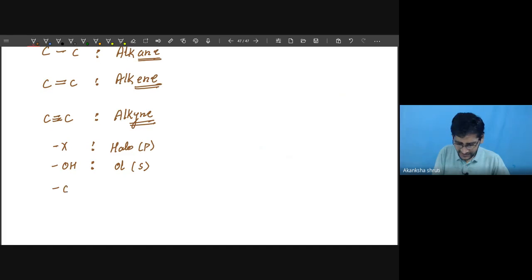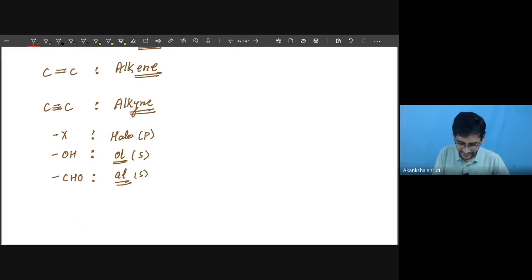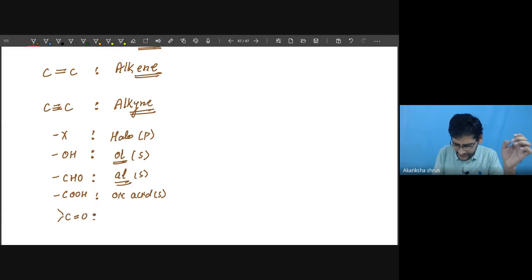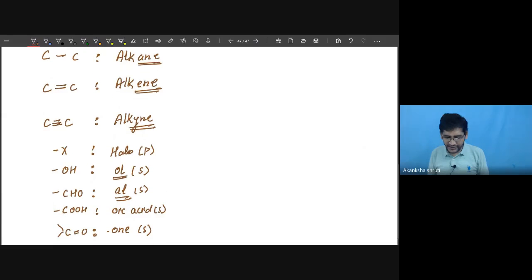If there is CHO, then it is AL. Keep in mind there is a difference between OL and AL. These are suffixes. If there is COOH, then oic acid as suffix. If there is ketone, be careful, this carbon will be counted. ONE should be used along with the position of this carbon as suffix. So up to your level, only this much is enough.